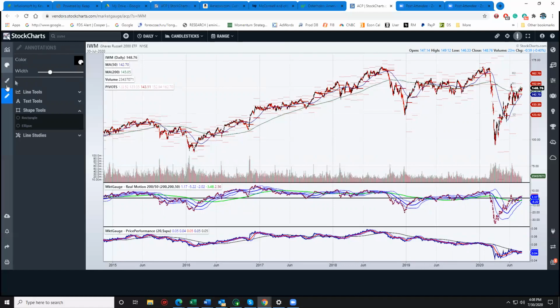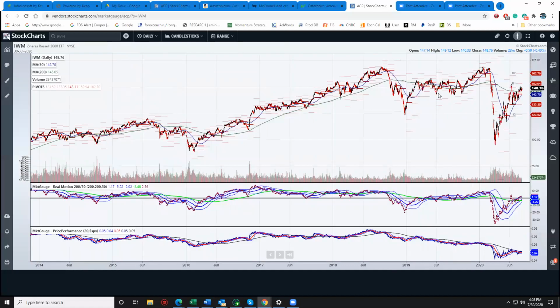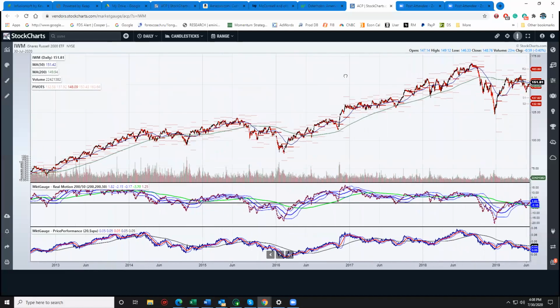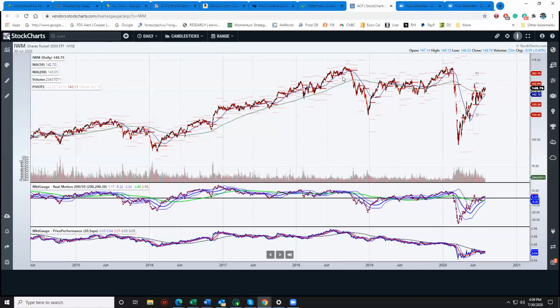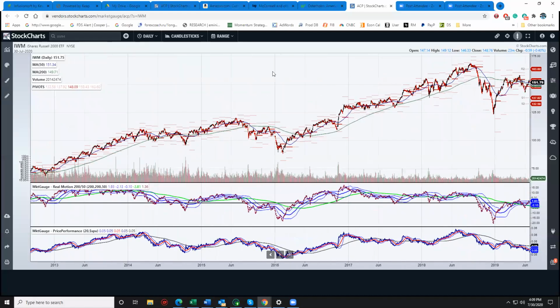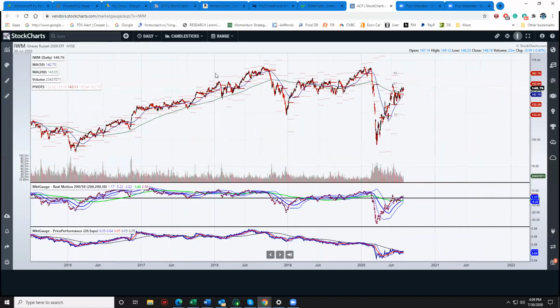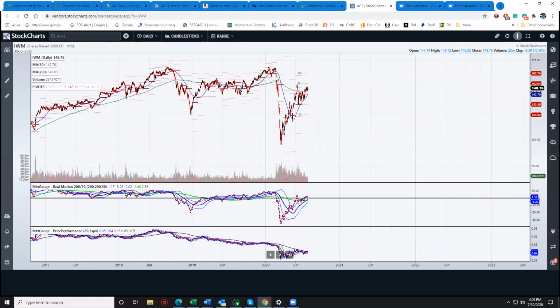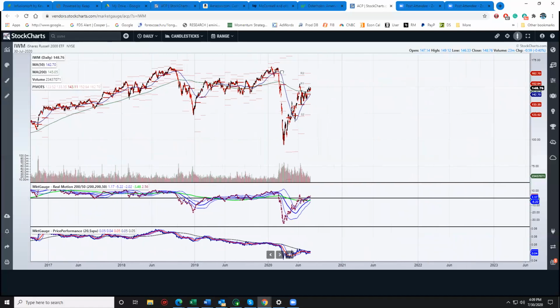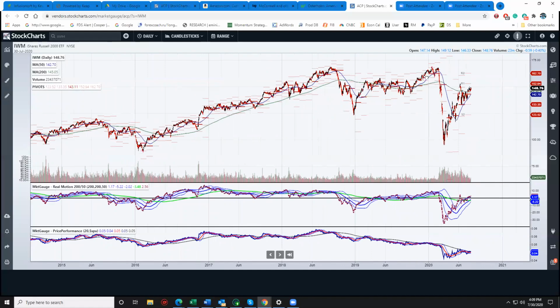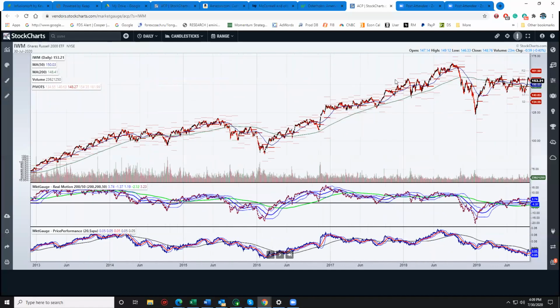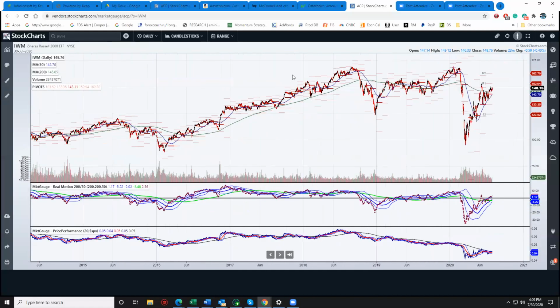IWM, small cap stocks. So if we take a look here, we could see in 2018, we peaked, hold on here. All right, sorry about all this movement. Hey, stay still. Okay, so, sorry about that.